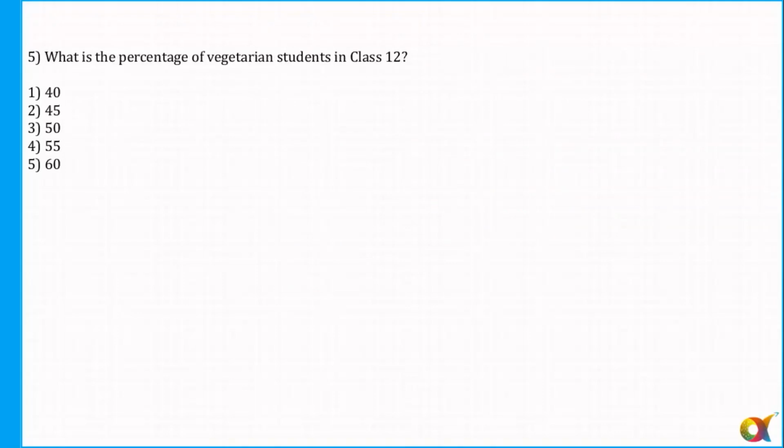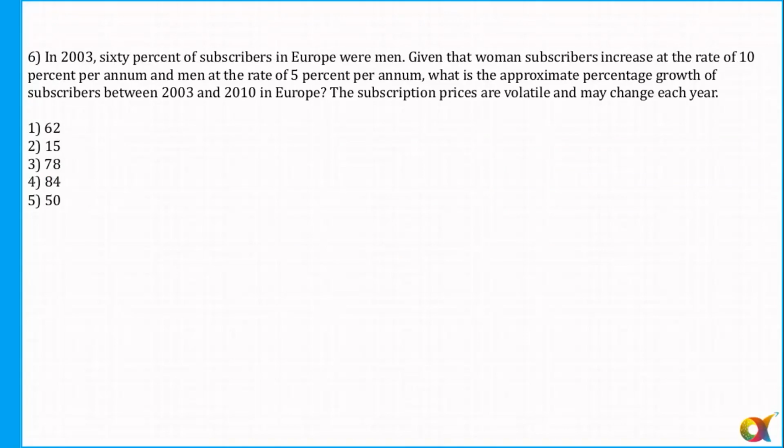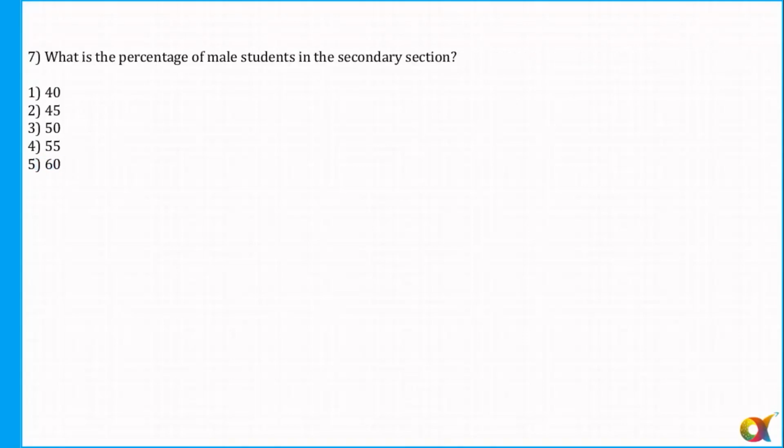Okay. Question number 5. What is the answer for question number 5? Option 1. Okay, great. Question number 6. What is the answer for question number 6? Okay, for question number 6, the answer is option 5. Okay, good. Question number 7, the answer is option number 3. For question number 8, the answer will be option number 2.